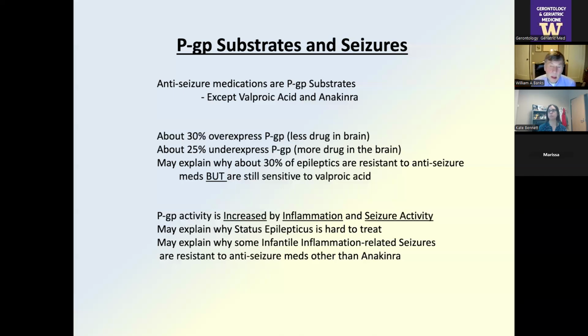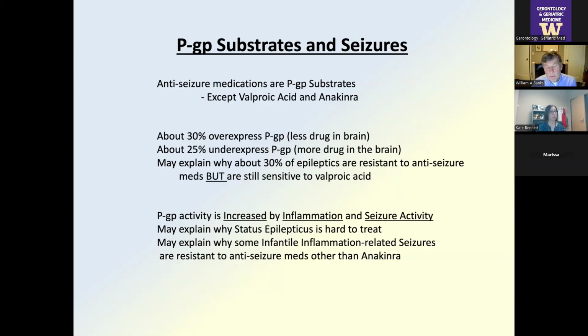PGP substrates are involved in all kinds of clinical aspects. One of the big ones is seizures. Almost every drug that has anti-seizure activity is a PGP substrate, with the exception of valproic acid and anakinra. Anakinra is an interleukin-1 receptor antagonist. About 30% of the population overexpress PGP, therefore less drug in the brain. About 25% underexpress, therefore more drug in the brain.